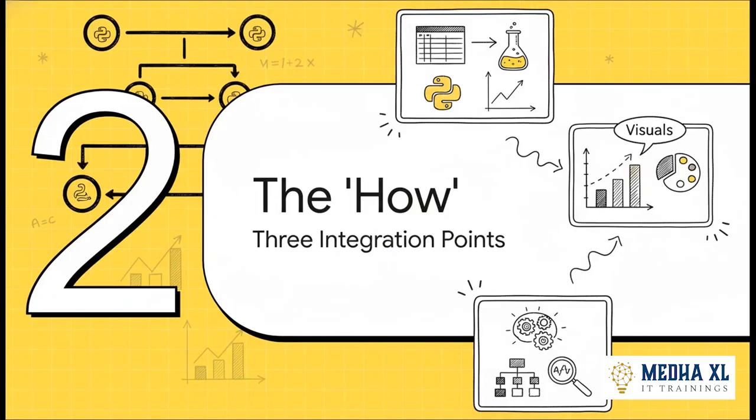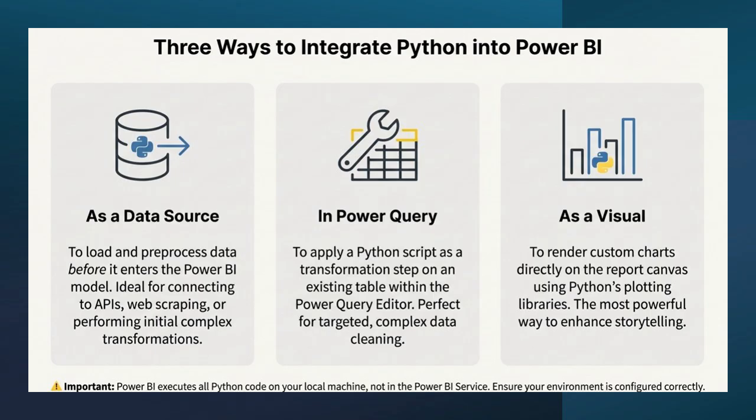So you're sold on the why. Now for the how. How exactly does Python plug into the Power BI ecosystem? Well, there are actually 3 different ways it can connect, each one serving a totally different purpose. You can use a Python script as a data source itself to pull in and transform data before it even hits Power BI. You can also run a script inside Power Query for some really heavy-duty data cleansing. But, and this is where we're going to focus today, you can use Python to create completely custom visuals. This one gets you the biggest wow factor, for sure.